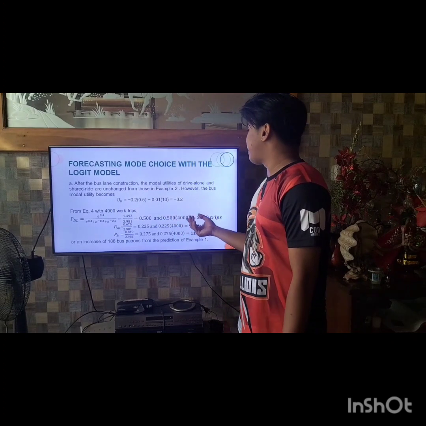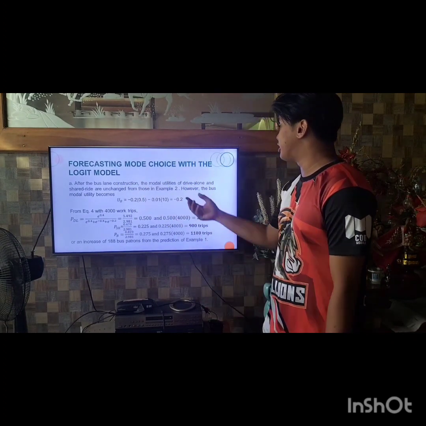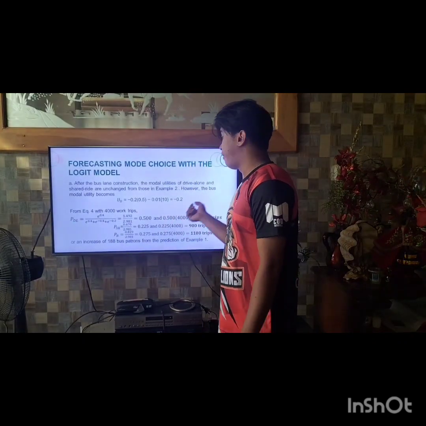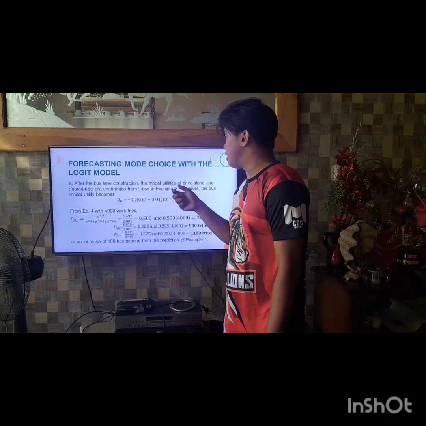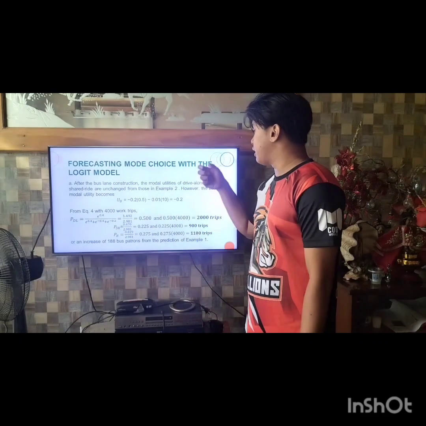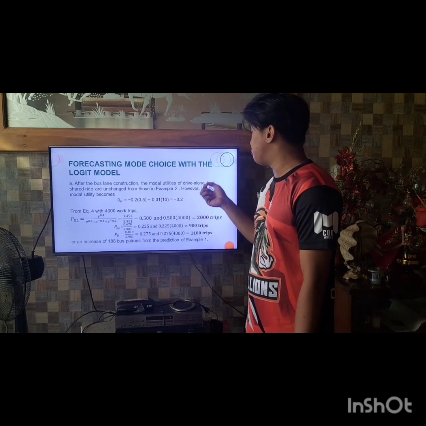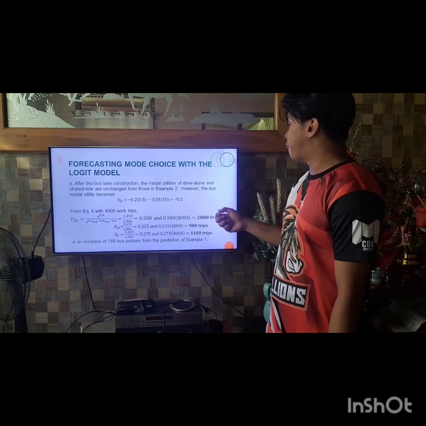After the bus lane construction, the model utilities of driving alone and shared ride are unchanged from those in example 1. However, the bus model utility becomes U sub B is equal to negative 0.2 times 0.5 minus 0.01 times 10, which is equal to negative 0.2.